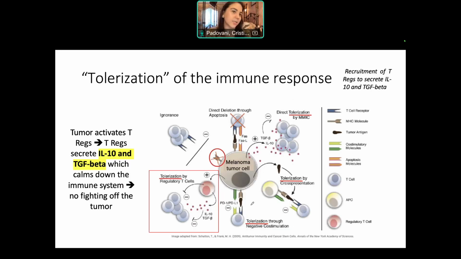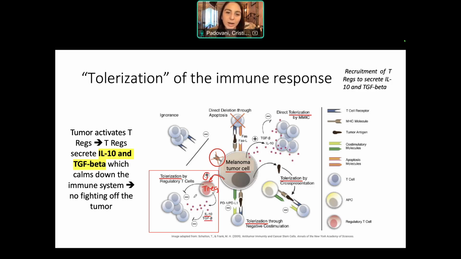And then the last thing that cancer cells like to do is tolerize the immune response. Tolerization of the immune response basically means they're recruiting Tregs, your regulatory T cells, to secrete IL-10 and TGF-beta. This is called a tumor microenvironment. The tumor can activate regulatory T cells. So if we look here, here's your melanoma cancer cell. It's activating, positive sign, your Tregs. So we're activating Tregs to secrete IL-10 and TGF-beta.